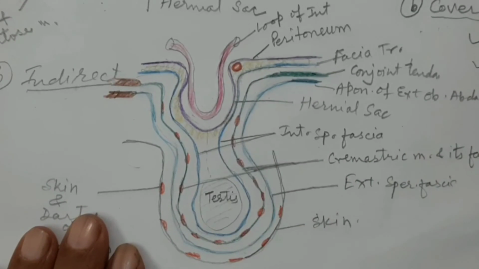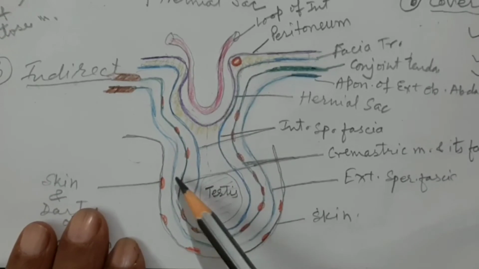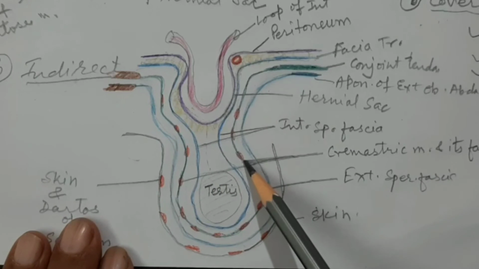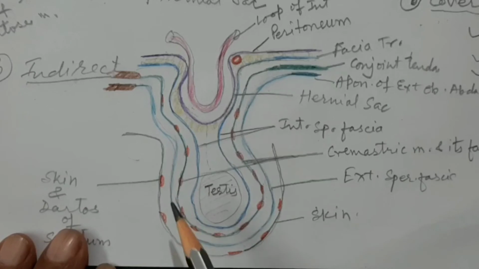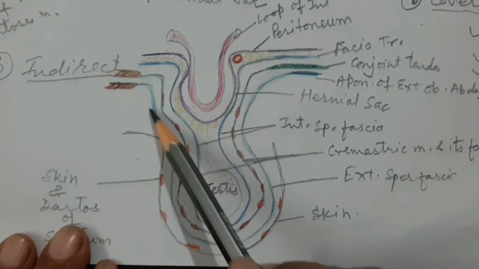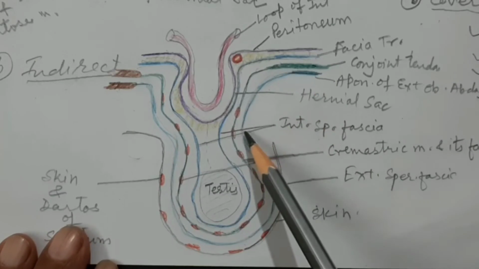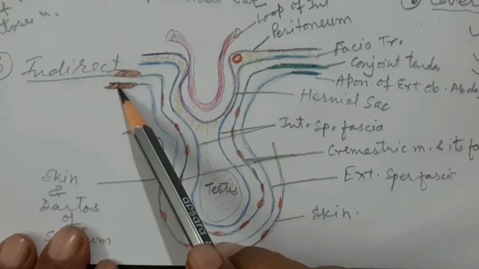Then outside this will be the cremasteric muscle and its fascia. These are the muscle bands, the loops which I have drawn of cremasteric muscle, which are derived from the lowermost fibers of the internal oblique muscle. And in between is the fascia. So it is called cremasteric muscle and fascia. Then outside this will be the external spermatic fascia.